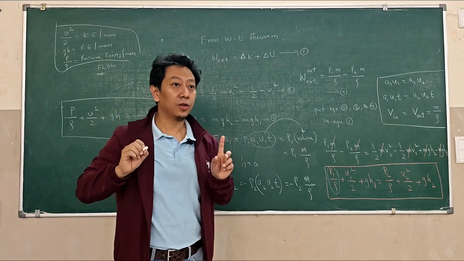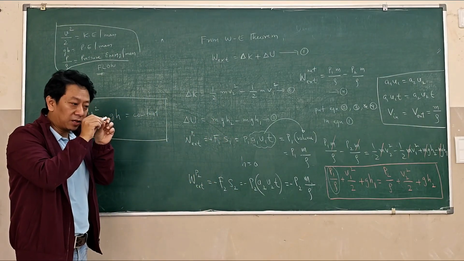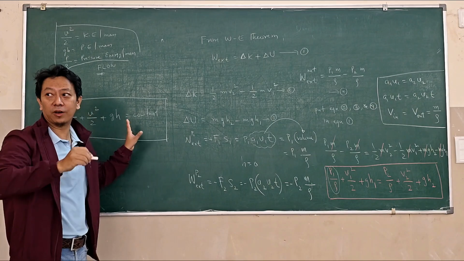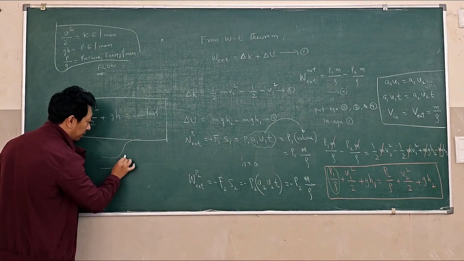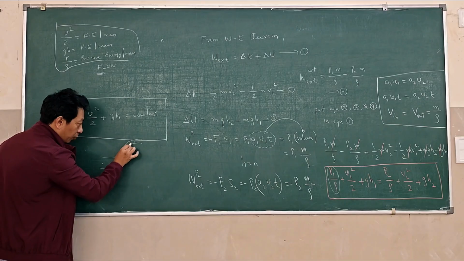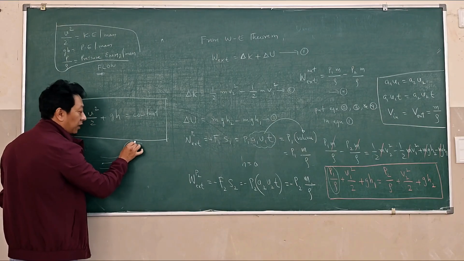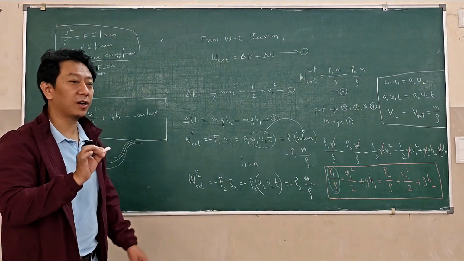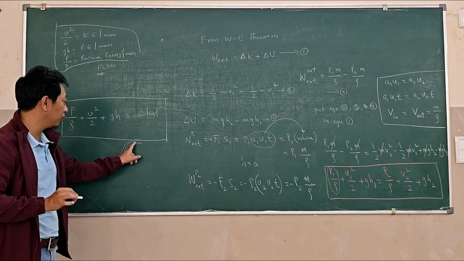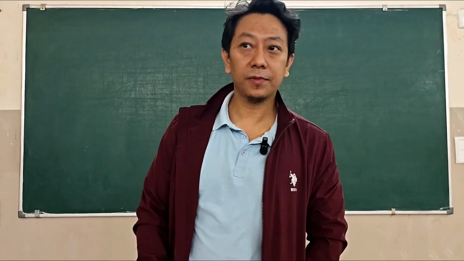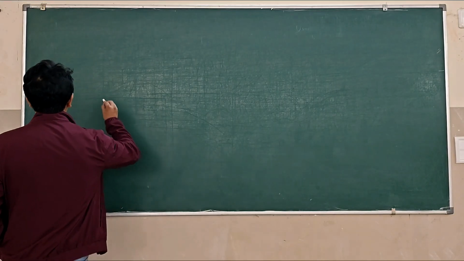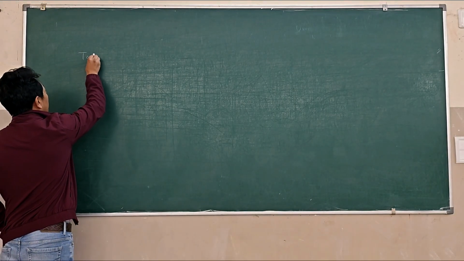But remember, those 2 points should be joined by the same streamline. Like in our question, if you remember this pipe system, this point and this point were joined by the same streamline, yes or no? Then only you can apply Bernoulli's principle between those 2 points. Density should be the same everywhere, remember. So one of the applications of Bernoulli's principle is Torricelli's law.